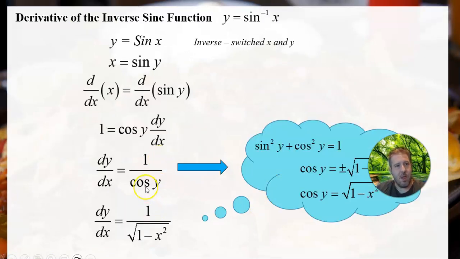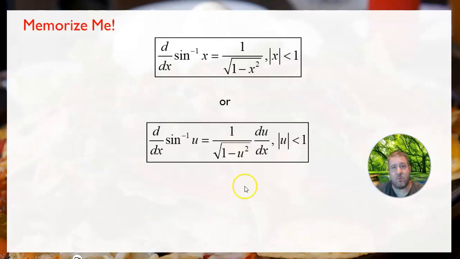Knowing that, I'm going to change cosine of y to the square root of 1 minus sine squared of y, solving that identity for cosine of y by taking the square root of both sides. Now, you would never normally memorize this, but I'm just trying to prove why the equation is what it is. Cosine of y is this, so I'm going to replace this with this, and there you have it. That's the equation of the derivative, because we found the inverse first, and then we differentiated it, and this is what we ended up with.